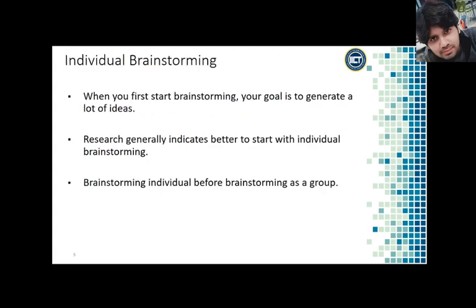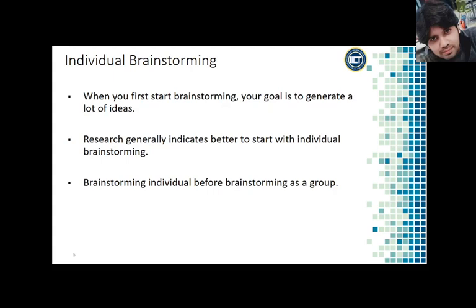Now, when you first start brainstorming, your goal is to generate a lot of ideas. These ideas can be very short, very high level, and very general. Your goal is just to generate an expanse of them. They don't even have to be ideas for interfaces, just any idea for solving the problem will do the job.